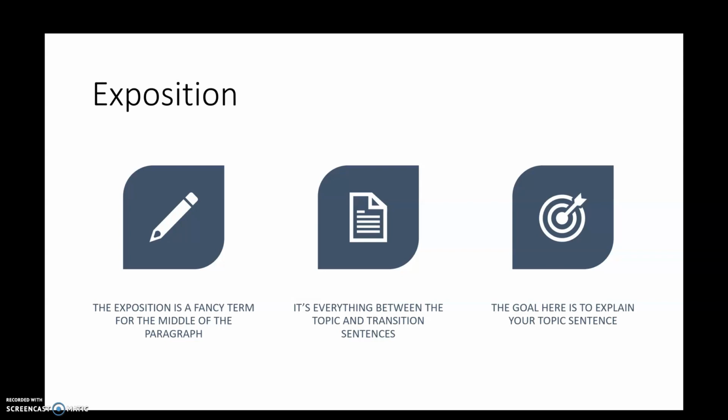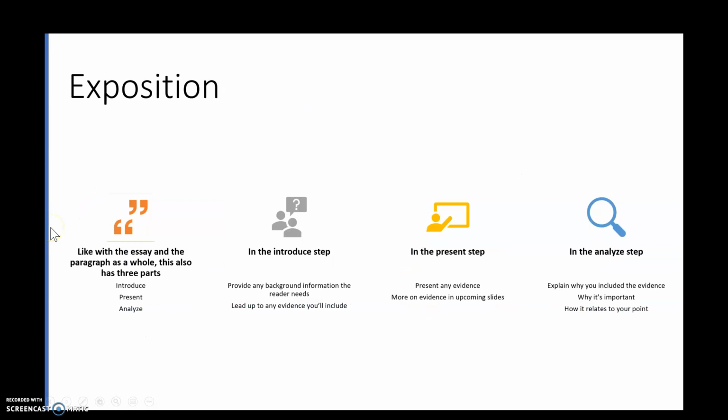Anything that's not covered in the topic and transition sentence is typically covered in the exposition. Like with the essay and the paragraph as a whole, it also has 3 parts. As I said, beginning, middle, and end applies to every stage of writing. When we talk about essays, it'll also apply to your introduction and your conclusion in different ways too. So the 3 steps in the exposition are to introduce your evidence, present your evidence, and analyze your evidence.